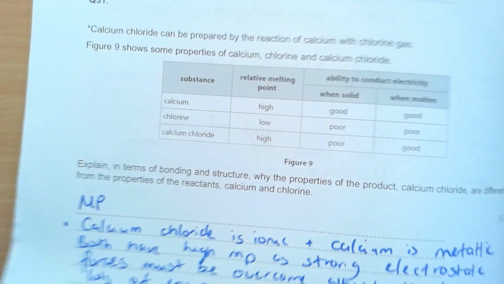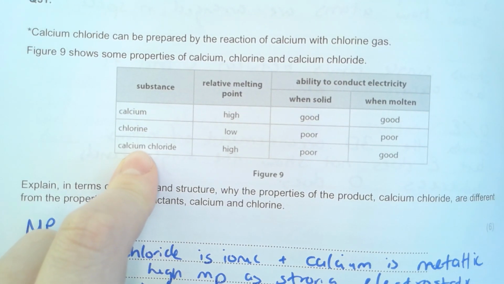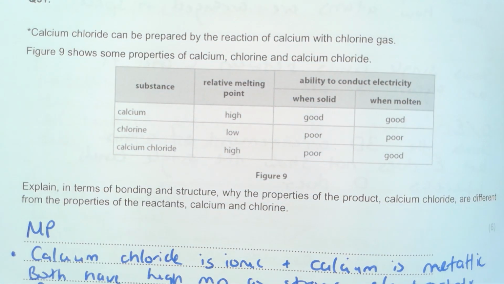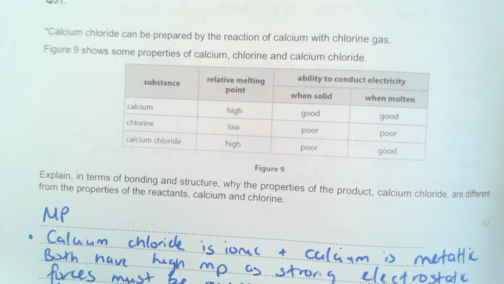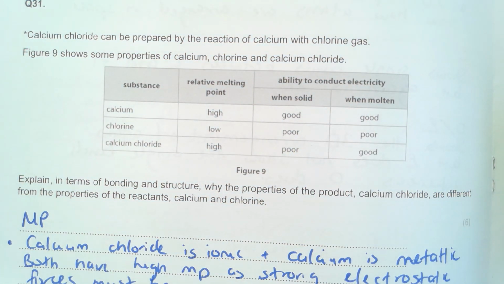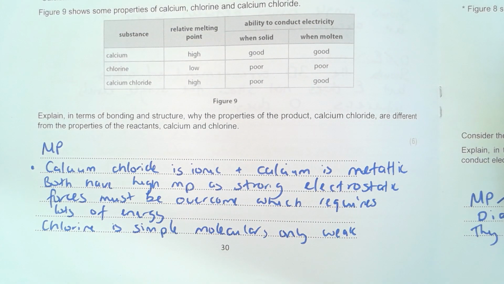The next question, you're reacting calcium and chlorine to form calcium chloride, but they're saying that the individual elements have very different properties to the compound that they form, and again they want you to describe why. So again, you can do this in 2 different ways. You could go through calcium, chlorine and calcium chloride individually, or the properties they want you to discuss are melting point and conductivity, so you can do them based on properties. I do them based on properties because it allowed me to kind of lump a few things together.